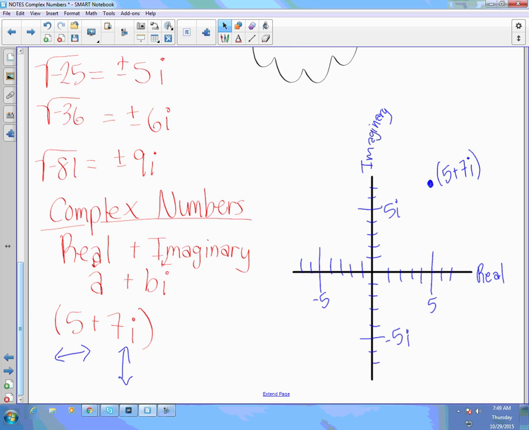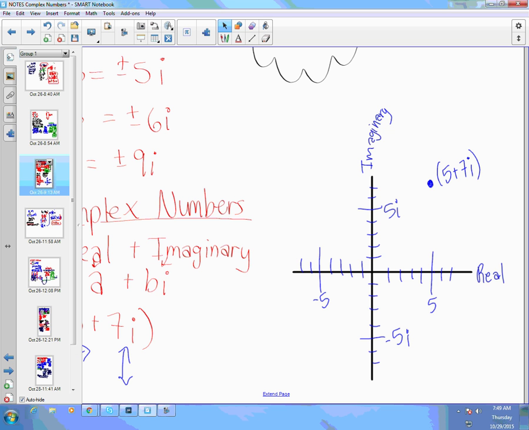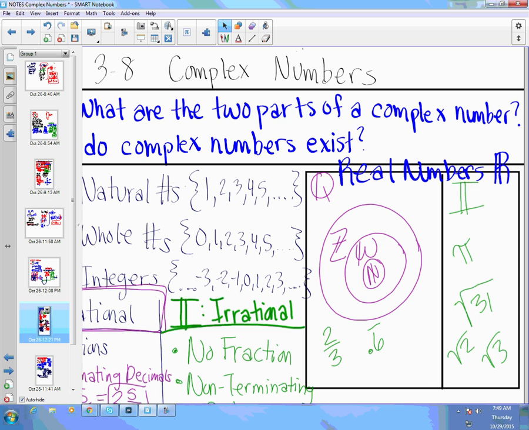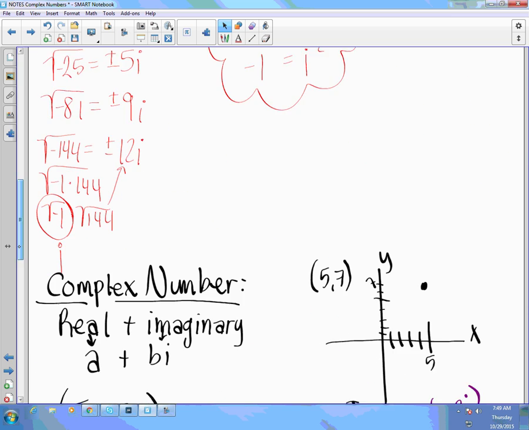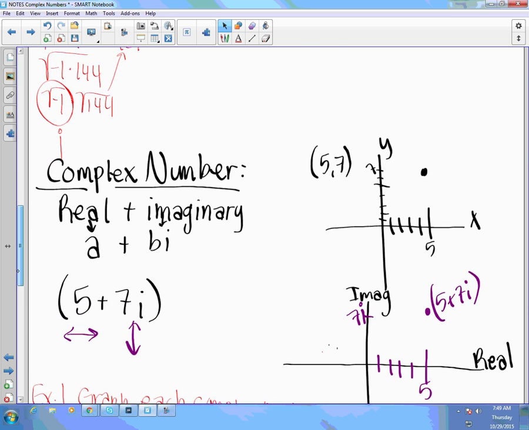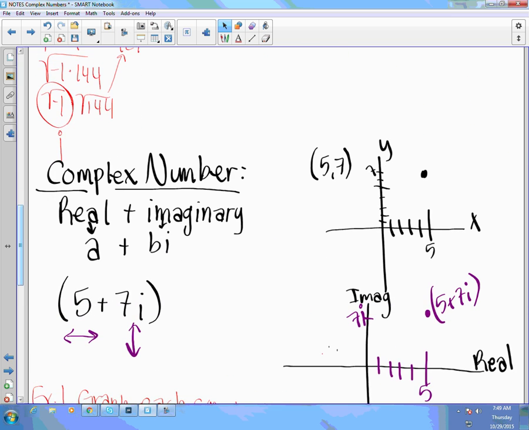Oops, this must be the other classes that didn't make it all the way through examples. Then we learned what a complex number was, right? A complex number was a real number plus an imaginary number. Okay, so we have two pieces. There's one form, a plus bi. So a, in this case, is 5, and the imaginary part is 7i, which we can still graph.